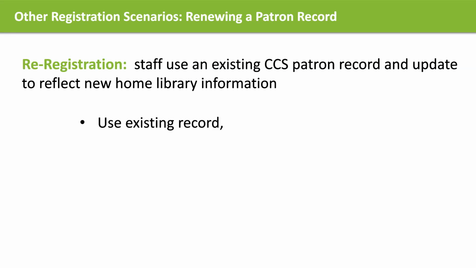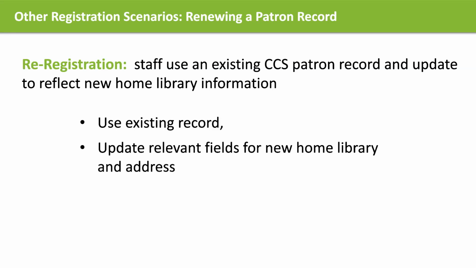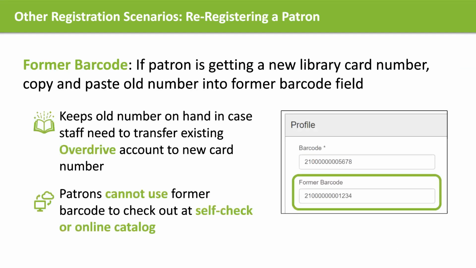When you're re-registering a patron, you'll use their existing record and you'll update the data to reflect their new home library. So when the patron comes to you for a new card, you'll do that usual search and you'll see their existing account, pull it up and you can modify it. You'll do the usual, go through the fields, update the address, check that their contact information is up to date. Now there's several other data fields that you're going to want to pay attention to here. First, just like when renewing a patron, copy and paste that old number into the former barcode field before scanning the new card number in.